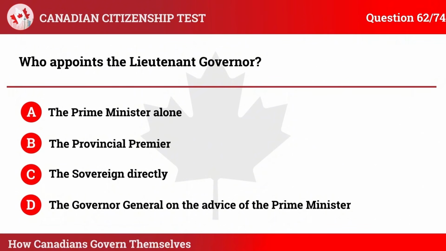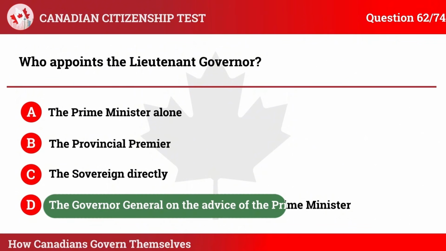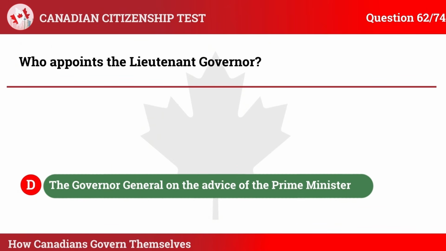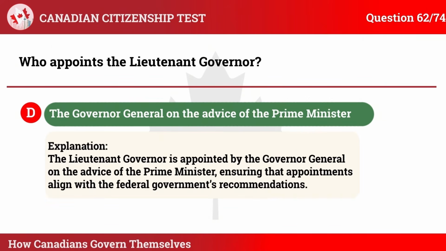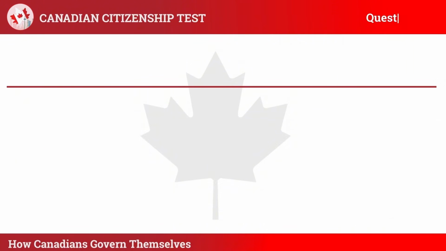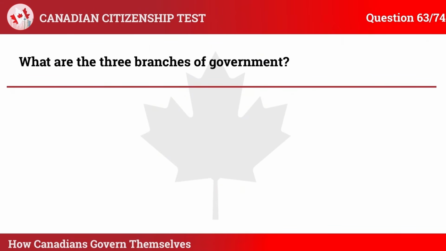The correct answer is D. The Governor-General on the advice of the Prime Minister. Explanation: The Lieutenant Governor is appointed by the Governor-General on the advice of the Prime Minister, ensuring that appointments align with the federal government's recommendations. Question 63. What are the three branches of government?